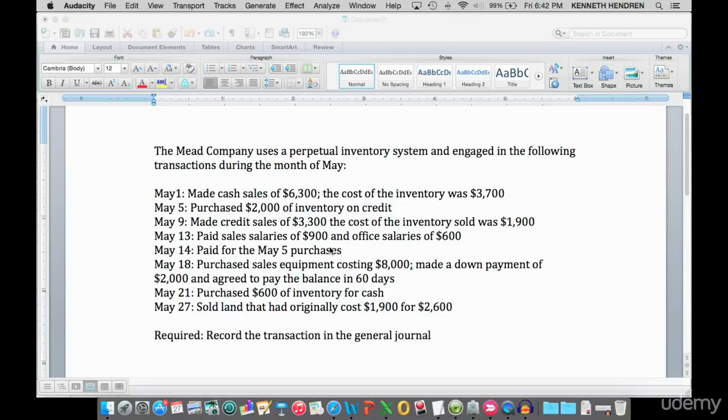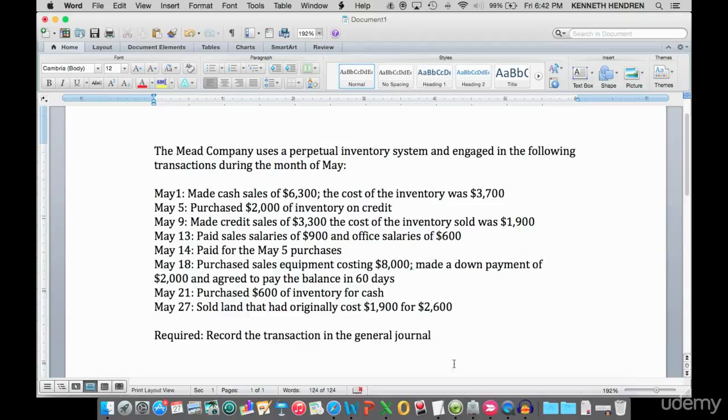Alright, for this problem, the Mead Company uses a perpetual inventory system and engaged in the following transactions during the month of May. As you see, there's a list of transactions May 1st through May 27th. Our requirement is to record the transactions in the General Journal. For this example, we'll be doing this in Excel.